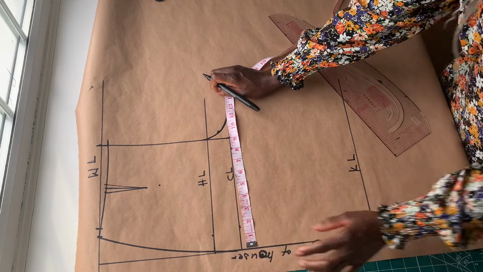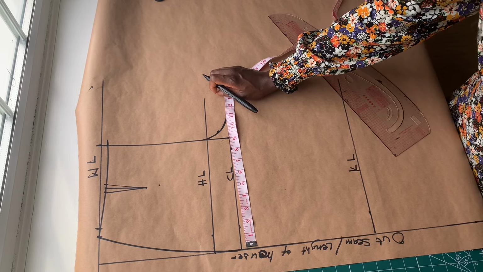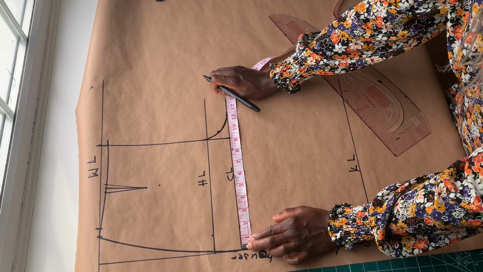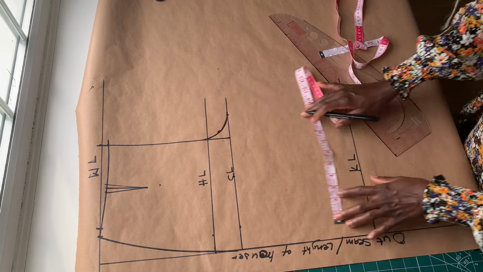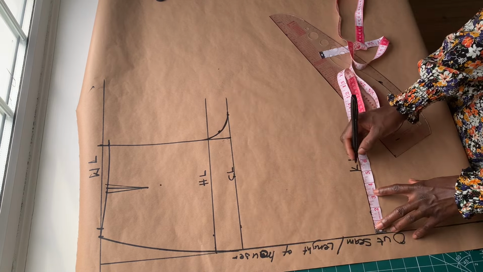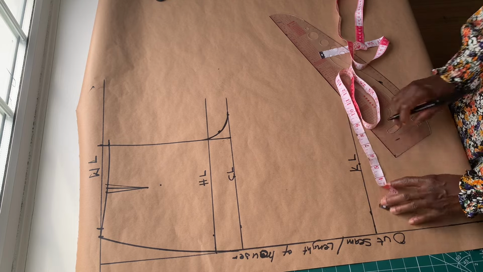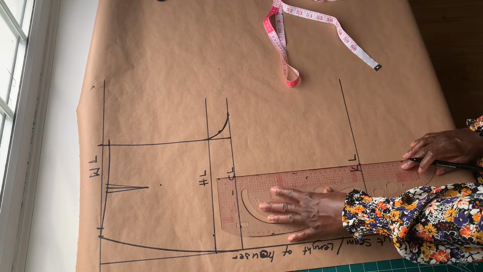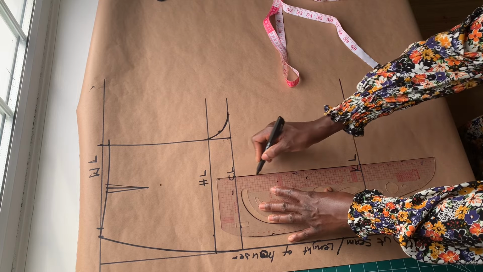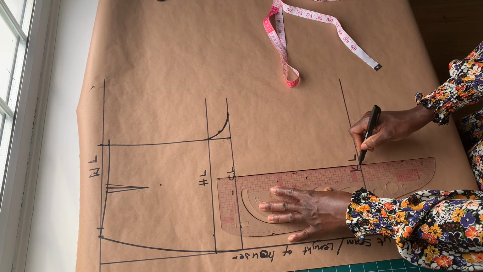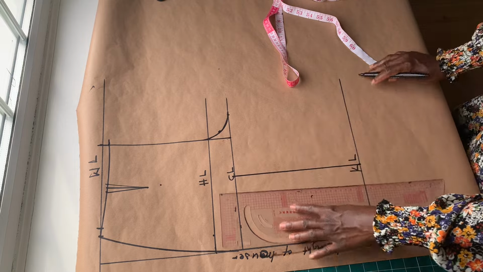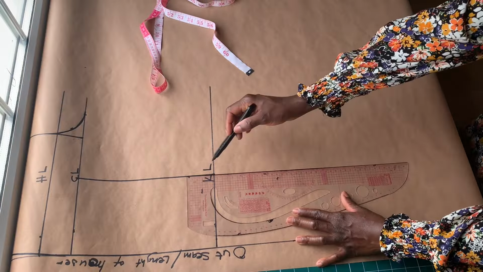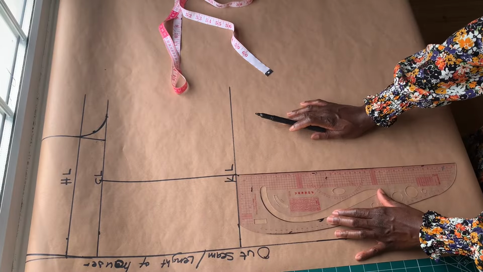On the crotch depth line, look for the midpoint and mark. Mark the same measurement on the knee line. Then join the crotch depth line to the knee line with a straight line. Extend this line to the ankle line.